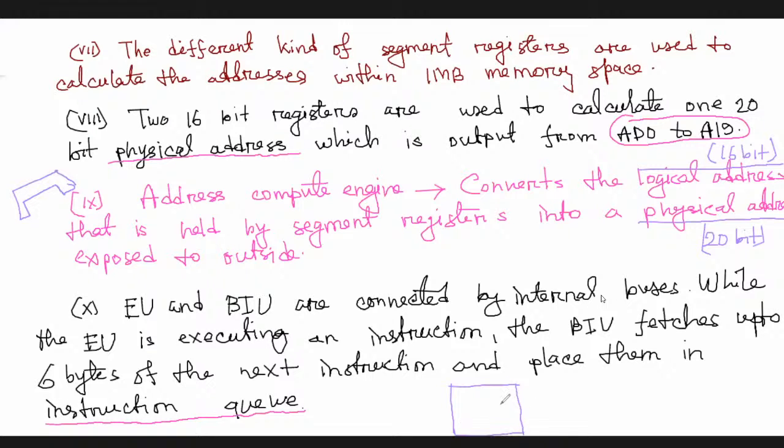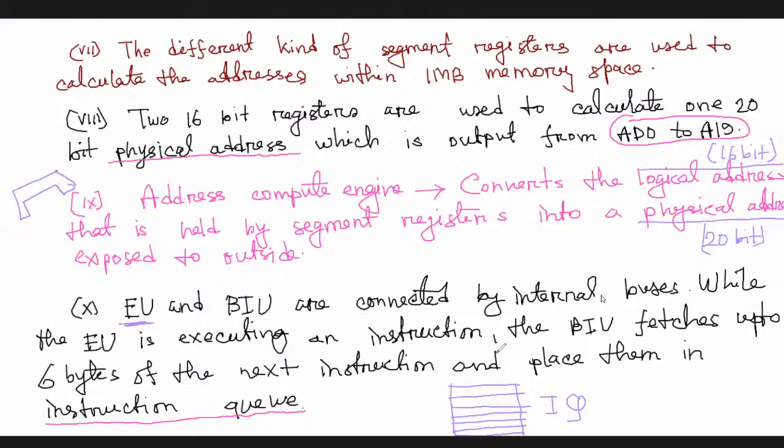Okay, so if you look at the figure, you can see 1, 2, 3, 4, 5, 6. These 6 bytes of instruction make up what is called the instruction queue. In short, you can write IQ, instruction queue, inside the BIU, where 6 bytes of new instruction are stored. When the EU performs the old instruction, the new instruction is already stored in the instruction queue inside the BIU.